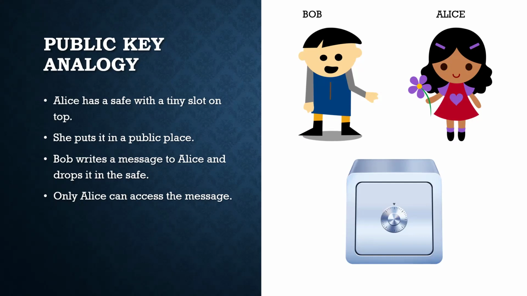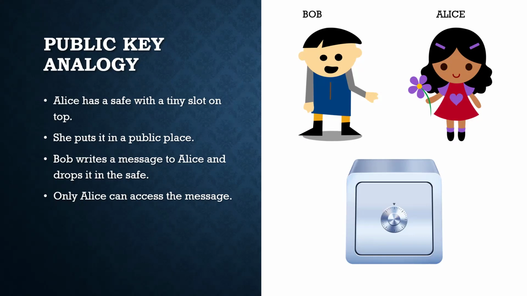We want to create a slot, but it must be small enough that the only thing that gets through is the message. There's a question that will come up later on: how do I know the message actually came from Bob and not from someone else? That's a whole different question, and we'll get to that. That's called digital signatures.